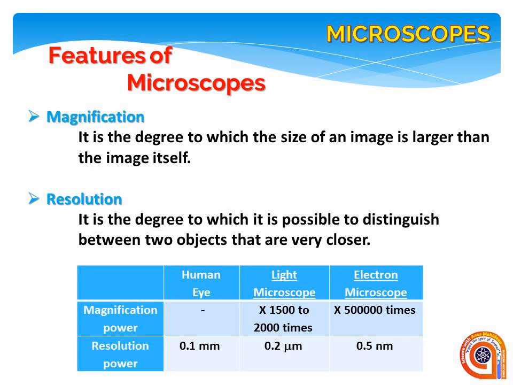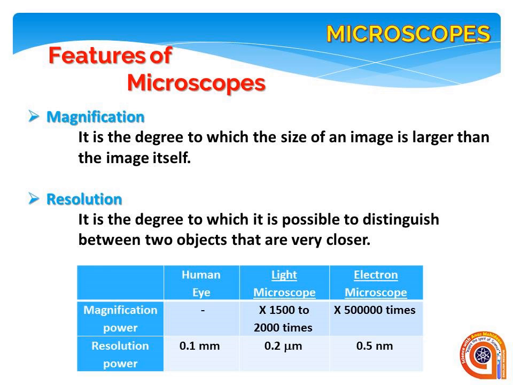One, magnification. It is the degree to which the size of an image is larger than the object itself. That means, what is the size of the object? That size will be enlarged, zoomed by microscopes. So that is magnification, zooming, simply to say. Okay, so this magnification is there for microscopes, but the human eye doesn't have magnification.